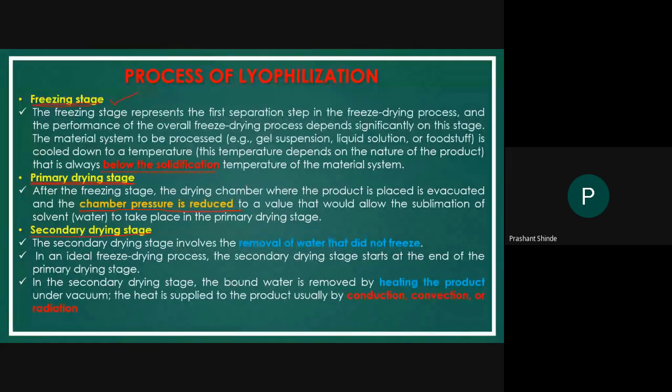Now, what is the relationship between temperature and pressure? You already studied the ideal gas equation, that is PV = nRT. That means pressure is directly proportional to temperature. When you increase the atmospheric pressure, there will be an increase in the boiling point of your sample. And when you reduce the pressure, ultimately there will be a decrease in the boiling point of the sample. So this relation you are going to use in the lyophilization process.